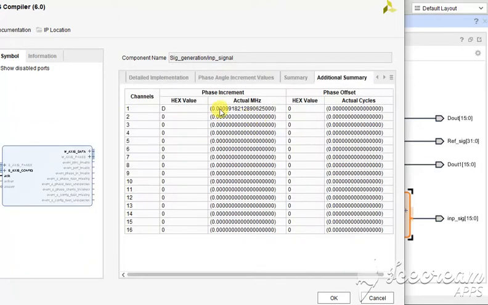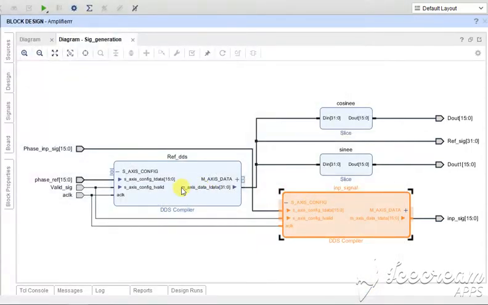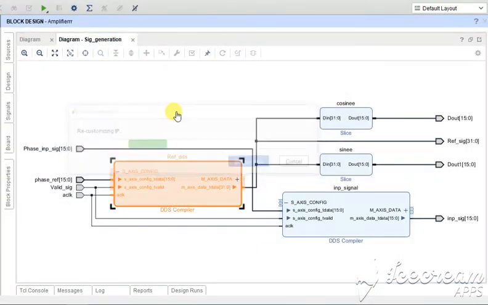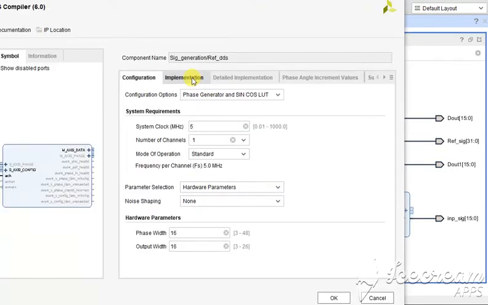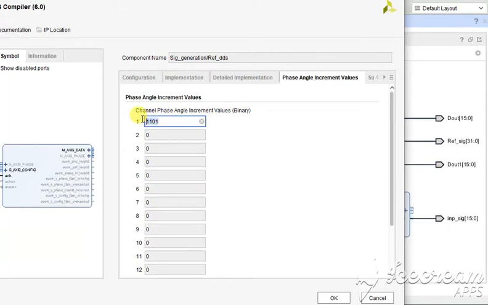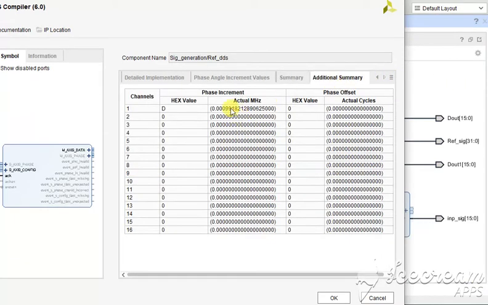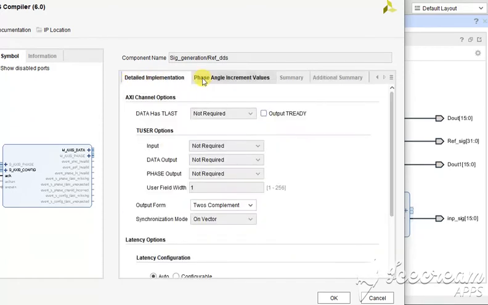Now you can see that 0.0009 is approximately equal to 0.001 megahertz, that will be equal to 1 kilohertz. Okay, so you can see that in the reference DDS, the phase angle increment is 1101 and we will be getting a frequency output of 1 kilohertz.